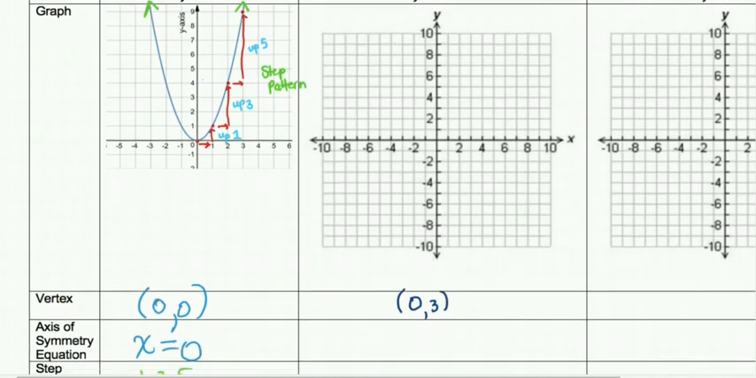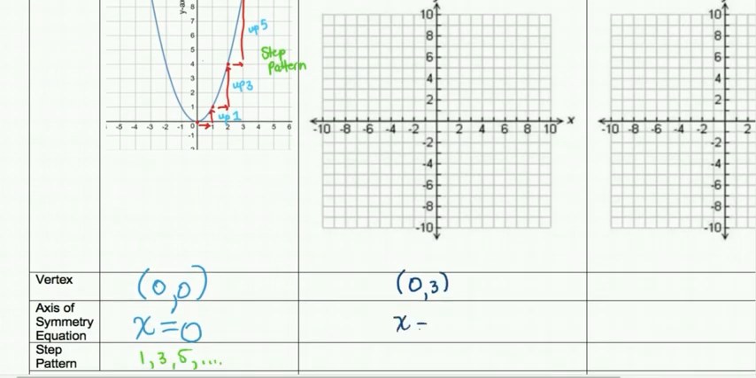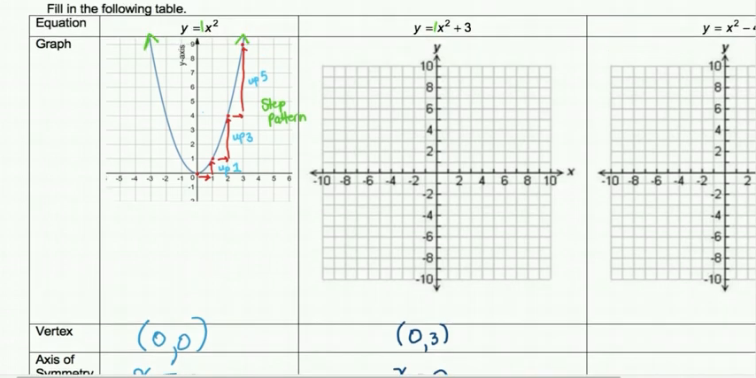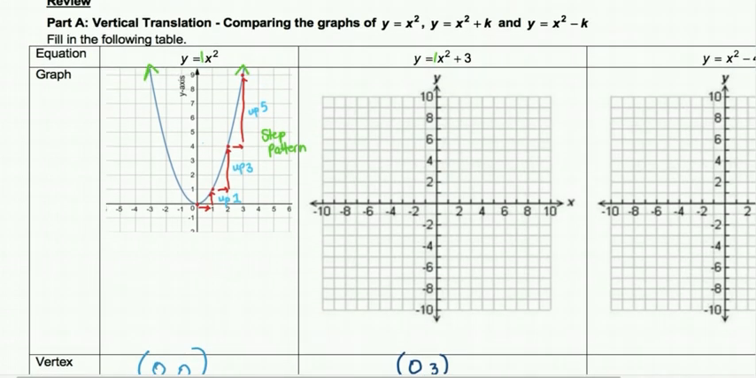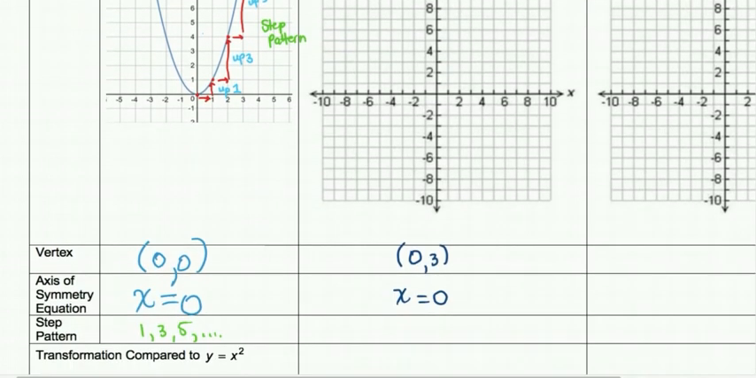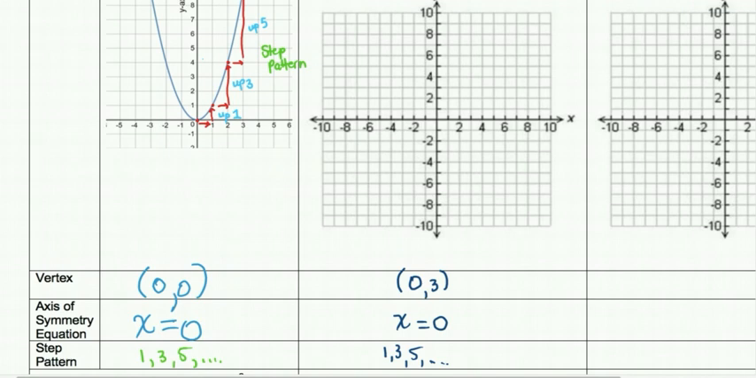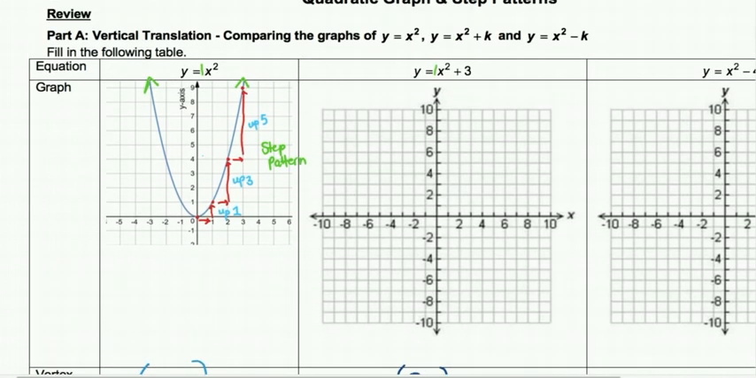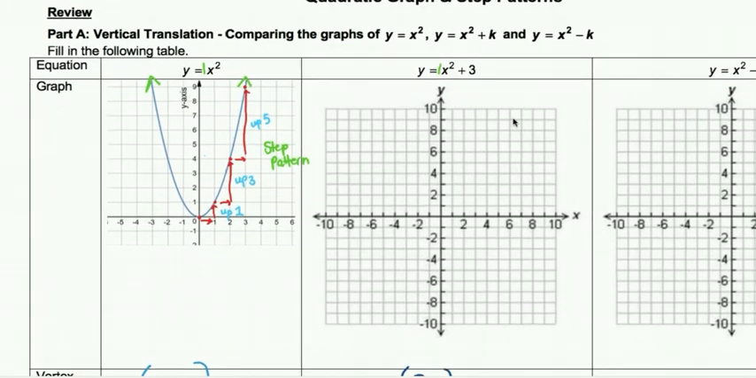Okay, the axis of symmetry, still the same spot. Okay, and like I said, the step pattern is still going to be the same. So it'll still be 1, 3, 5, etc. Okay, so we're going to look at describing it in a second. So let's get this plotted first. So you're going to look at, this is where the vertex is 0, 0. So when we move it here, it'll be right there.